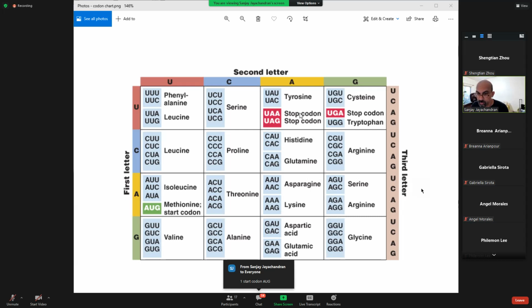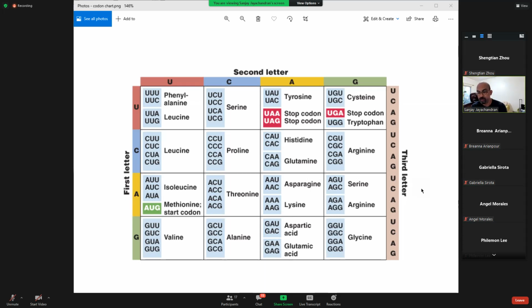And of those 64, 3 of them don't code for any amino acids. They're called stop codons. 3 stop codons. So we only have one start codon and then 3 stop codons, right? Correct. Perfect. Okay, are we good so far, guys? Yes.